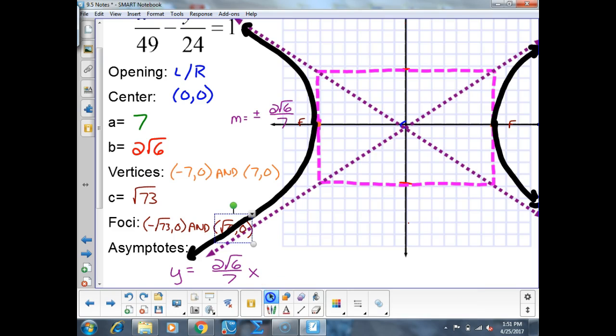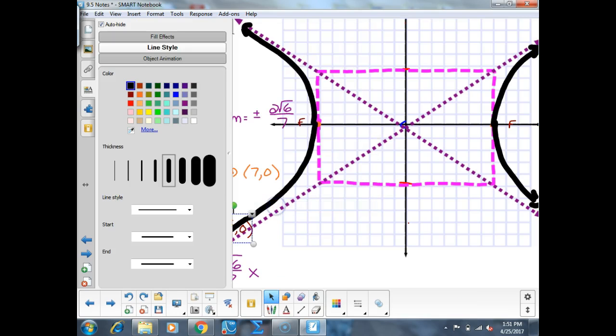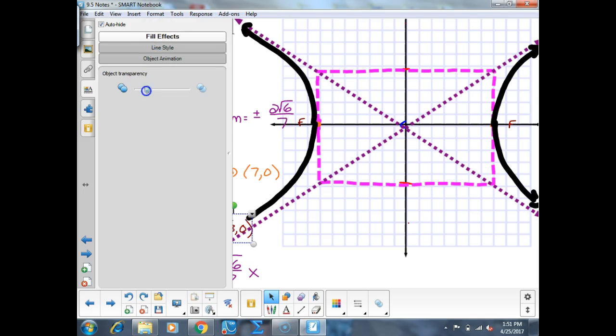Now we'll see if we can do this again. Properties. Fill effects.